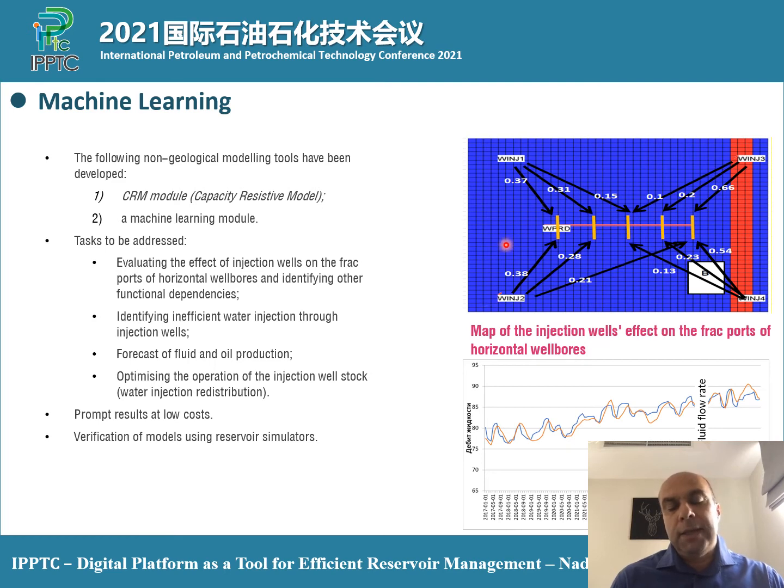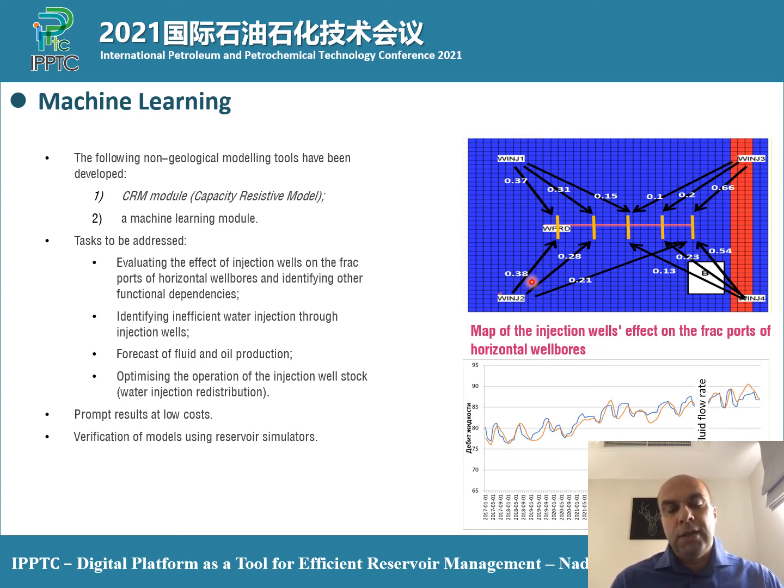So there are 4 of those here. And then, with other parameters like water injection on those individual wells or injectors, we can start analyzing the water flows from each injector to each of the compartments in the horizontal sections.